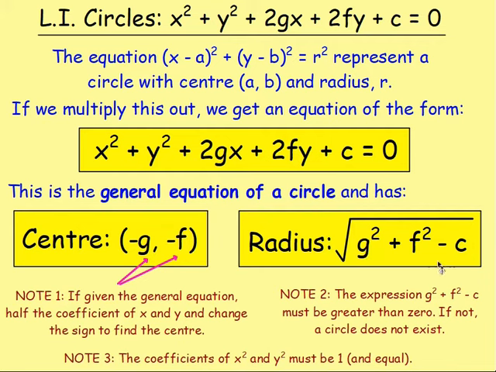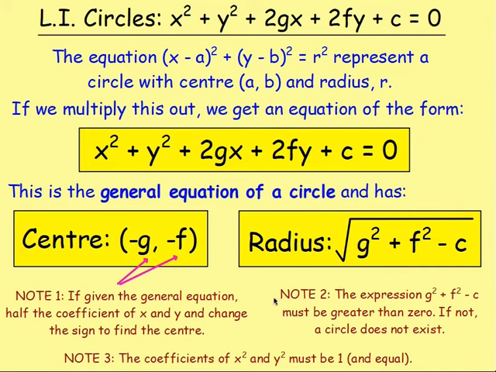And remember, if you work out g² + f² - c, then it has to be bigger than 0. Why does it have to be bigger than 0? Well, because you cannot get the square root of a negative. So if you end up with a negative, then it doesn't represent a circle, because that makes no sense whatsoever. And also, it's not going to be equal to 0, because if you get the square root of 0, you get the radius to be 0, which means there is no radius, which again makes no sense.